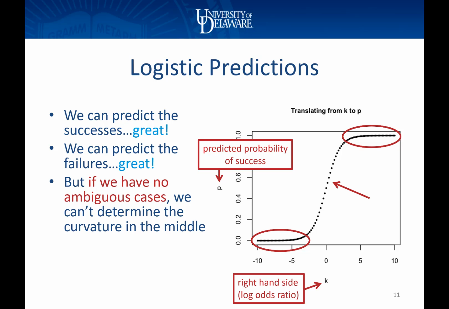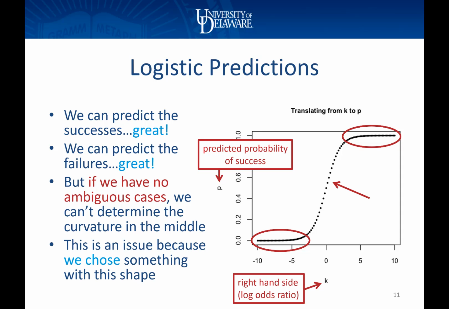This is a logistic regression curve, and we have selected to use this curve. But if we only have the zeros and ones and there's nothing ambiguous in the middle, then R is going to give us an error because it can't define the shape of the curve. The only reason this is a problem is because we chose to use this curve, so we have to be able to define it. So that's the technical reason why we can't have perfect classification using our variables.